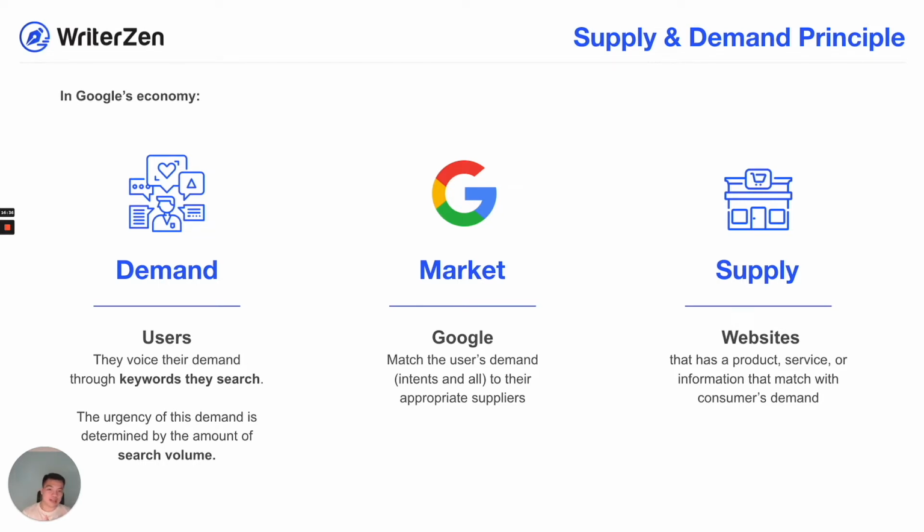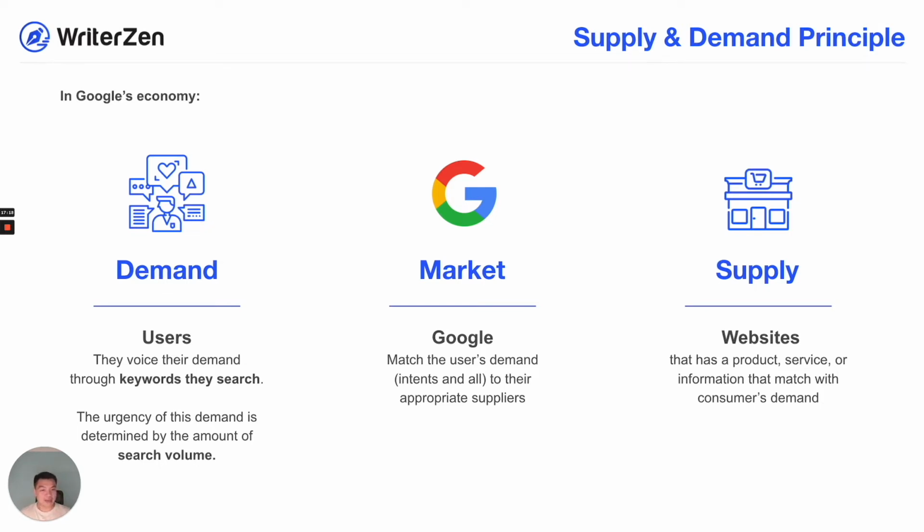The second part is the market. Google's job is to match users' demand, all the intents and everything about it, to their appropriate suppliers. And on the supplier end is still websites. Google exists, and they grow and earn money, based on the fact that they are able to match these two together. And because of their ability to match, they have become the most trusted source of all search engines in the world. They are still taking above 95% of all searches. That's crazy domination, and that's Google's job.